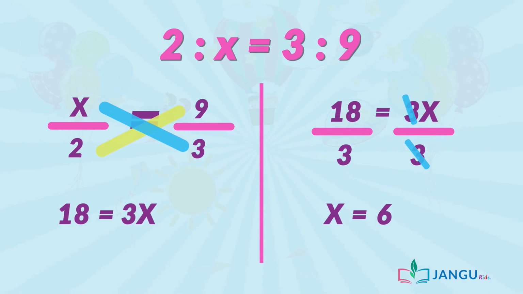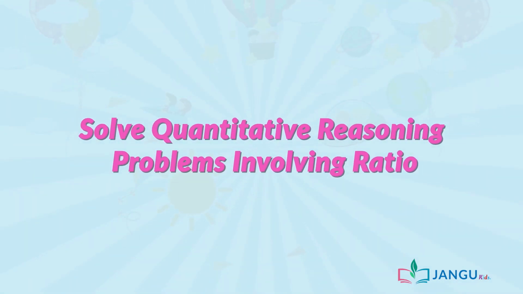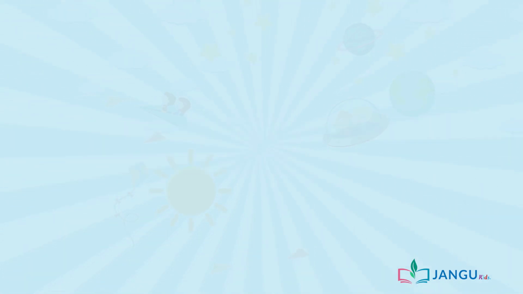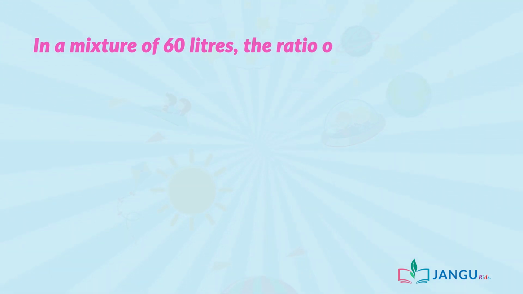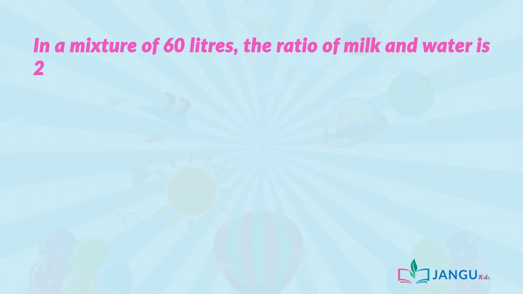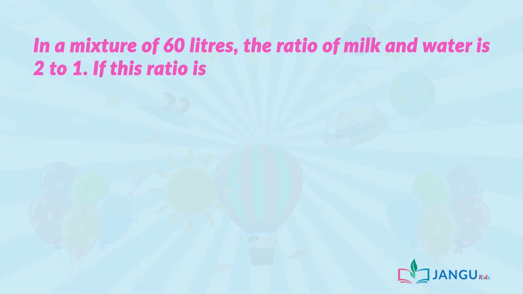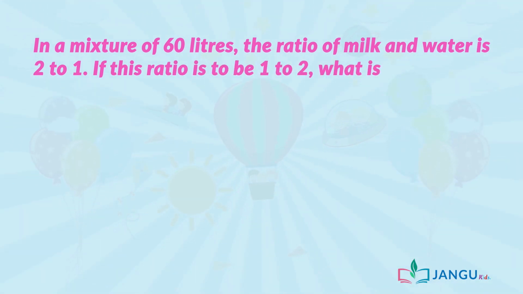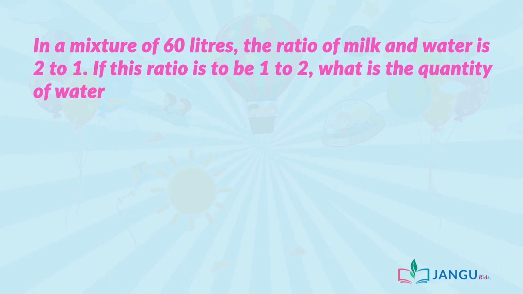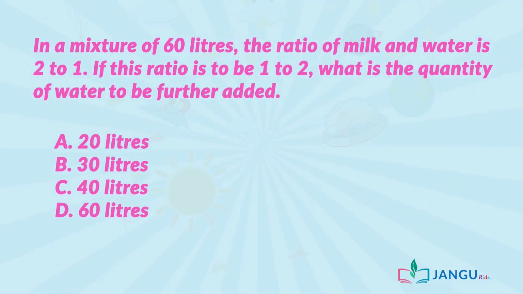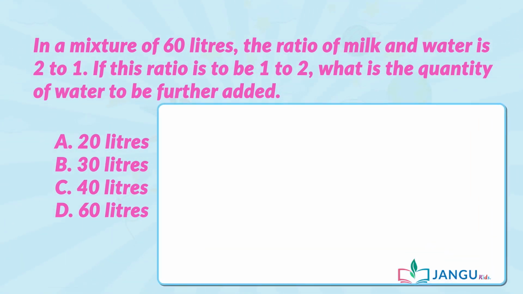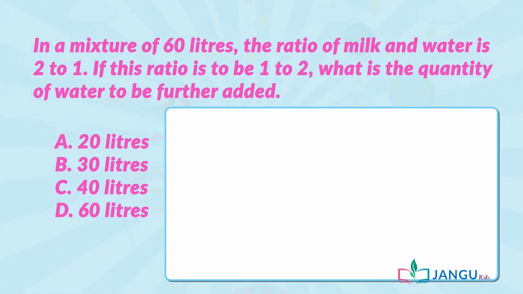In the next example, we will see how we can solve quantitative reasoning problems with ratio. In a mixture of 60 liters, the ratio of milk and water is 2:1. If this ratio is to be 1:2, what is the quantity of water to be further added? Now, let's find the missing value using cross multiplication. Let x be the missing value.